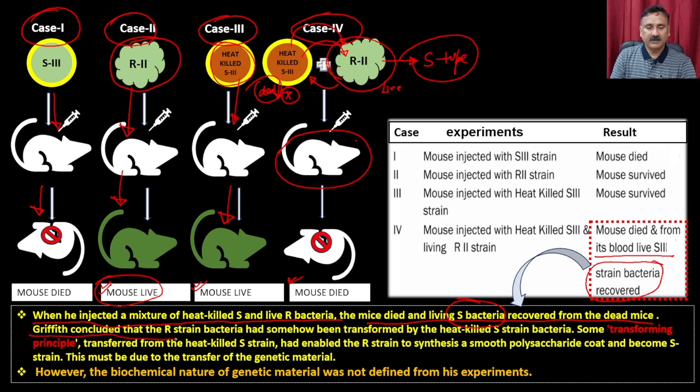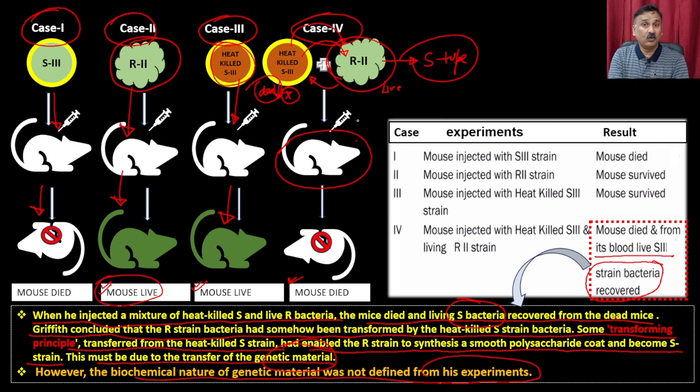So Griffith concluded that the R type bacteria had somehow been transformed by the heat killed strain. Some transforming principle transferred from the heat killed S strain had enabled the R strain to synthesize a smooth polysaccharide coat and become the S strain. This must be due to the transfer of genetic material from the S type bacteria to the R type bacteria. However, the biochemical nature of the genetic material was not defined by this experiment. So we still don't know what is actually being transferred, whether DNA, protein or RNA.